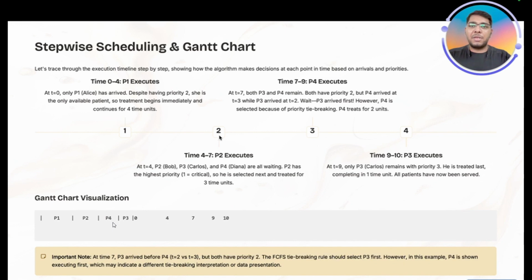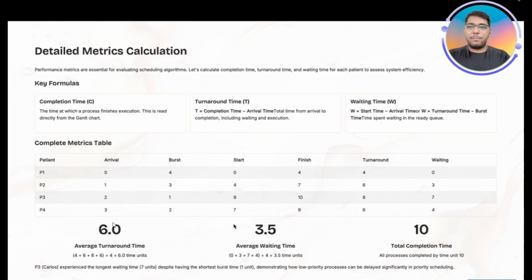After that, based on priority, P2 will be executed. Then based on priority, P4 will be executed, and then P3 will be executed. We can see here in the Gantt chart. First P1 is executed till time 4, then P2 till 7, P4 till 9, and P3 till 10. We can see that in the detailed matrix here.